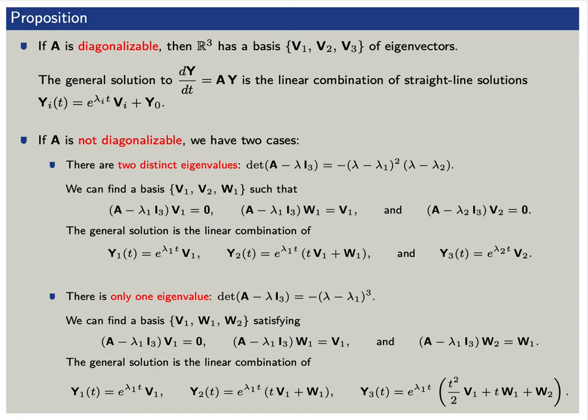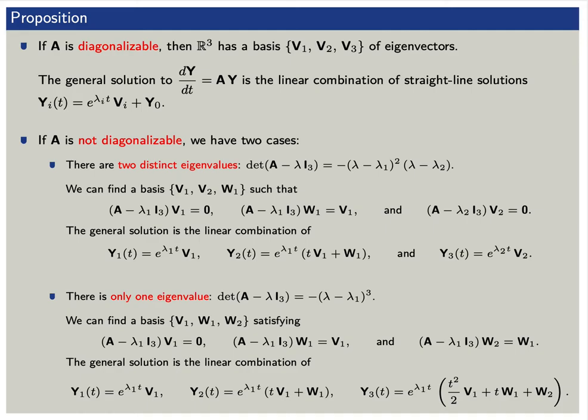If A is not a diagonalizable matrix, then we have two cases. The first case is if our matrix A has two distinct eigenvalues. In this case, the characteristic polynomial factors as (lambda - lambda 1)^2 times (lambda - lambda 2). We can find a basis consisting of eigenvectors v1 and v2, as well as a generalized eigenvector w1. For instance, if v1 is the eigenvector corresponding to the eigenvalue lambda 1, then the generalized eigenvector w1 satisfies (A - lambda 1 I3) w1 = v1. In this case, the general solution of our three-dimensional linear system is a linear combination of two straight-line solutions, as well as a new solution of the form e^(lambda 1 t) (t v1 + w1).